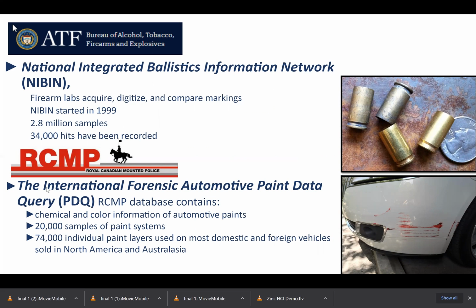Then you have the PDQ, the International Forensic Automotive Paint Data Query, which is run by the Royal Canadian Mounted Police. It contains chemical and color information of automotive paints, 20,000 samples of paint systems, and 74,000 individual paint layers used on most domestic and foreign vehicles sold in North America and Australasia. So that's the PDQ database.